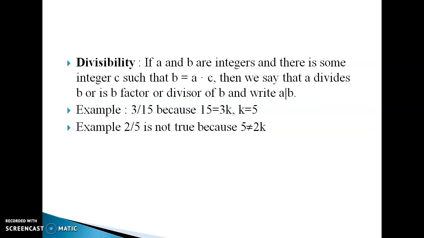Here I have considered examples. The first example is 3 divides 15, because 15 can be written as 3 into k, or 15 is a multiple of 3, and k here is equal to 5, and 5 is an integer. Another example which I have considered is 2 does not divide 5, because 5 cannot be written as 2 into k.